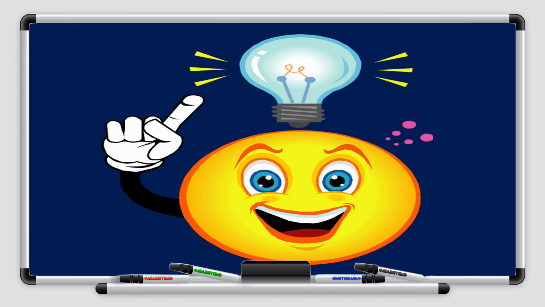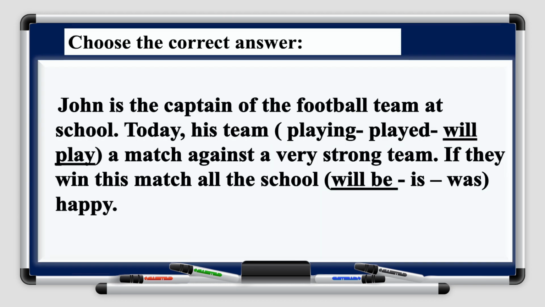Now let's check your answers. John is the captain of the football team at school. Today, his team. So this hasn't happened yet. It's going to happen in the future. And that's why we're going to use will play a match against a very strong team. If they win, now here's the condition. If they win, what's going to happen? This match, all the school will be, because for the result, we use the future simple.